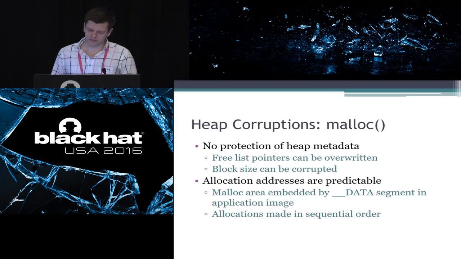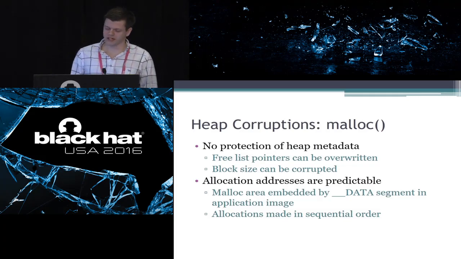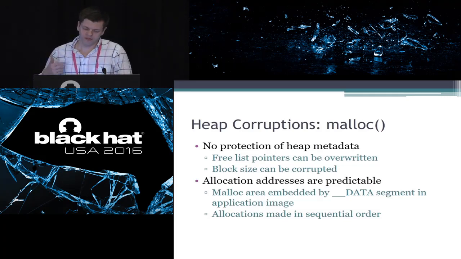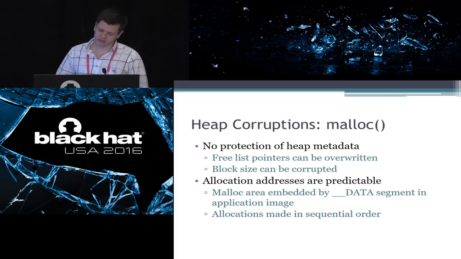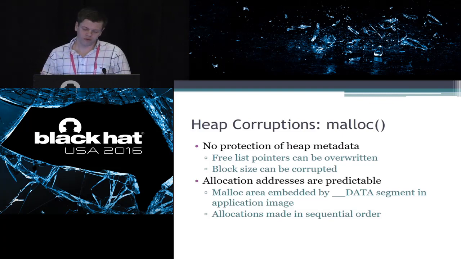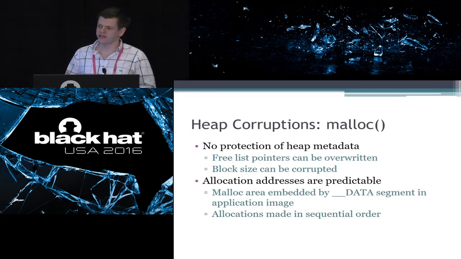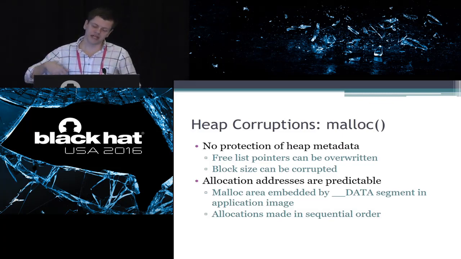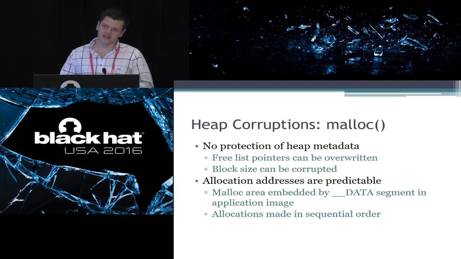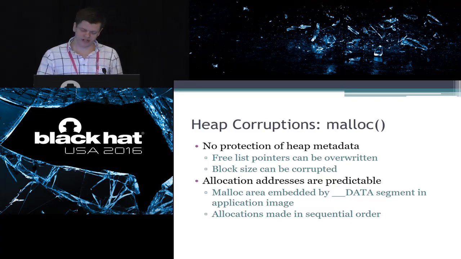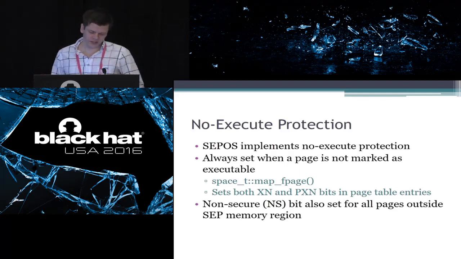metadata. So, of course, there's no protection of heap metadata here. The free list pointers, you can easily overwrite them in order to corrupt arbitrary memory. You can overwrite the block size to extend the corruption of an existing heap corruption. Moreover, the malloc areas that are assigned to these applications are also in the data segment. So every malloc is at a predictable address. Also, the allocations are made in predictable order, so it's very easy to predict where they're allocated.